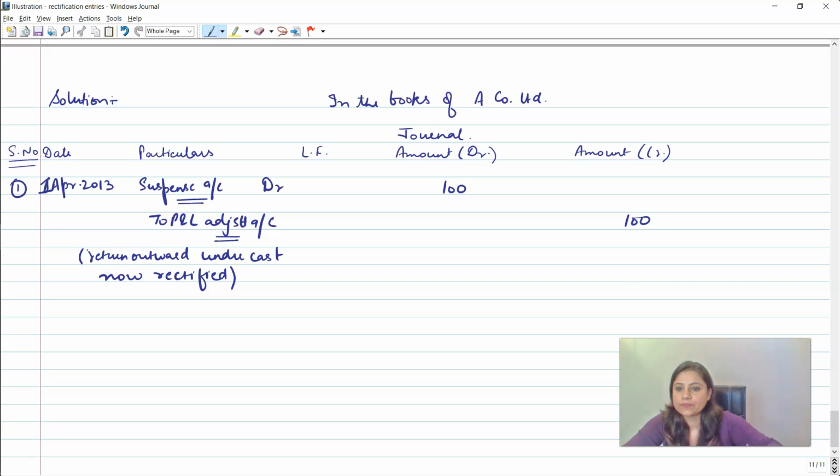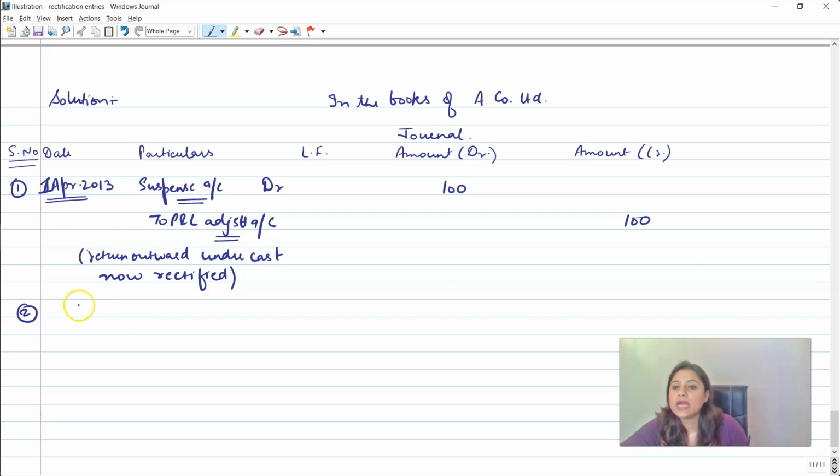So the next error that was detected was that ₹1,500, being the total of the discount column on the credit side of the cash book, was not posted. So the discount received was not accounted for in the books of accounts in the previous year. The 1,500 amount was completely omitted. So this is the income, as in the discount received, that we have to account for in the book. So the date will remain the same. All the rectification entries will be done on the same date, that is on 1st April 2013.